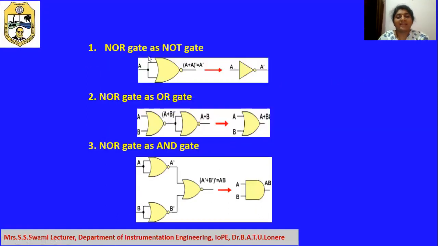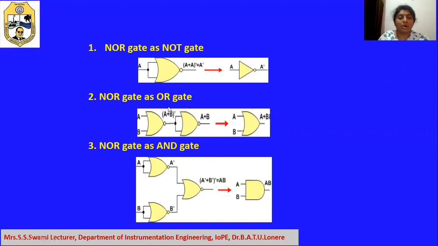Next, NOR gate as NOT gate. When the input given as A by tying both the inputs or shorting both the inputs, then we are going to get (A plus A) whole transpose. When we solve this, we will get A transpose. And this is our normal inverter. When we give A, we are going to get A transpose. So these two are equal.